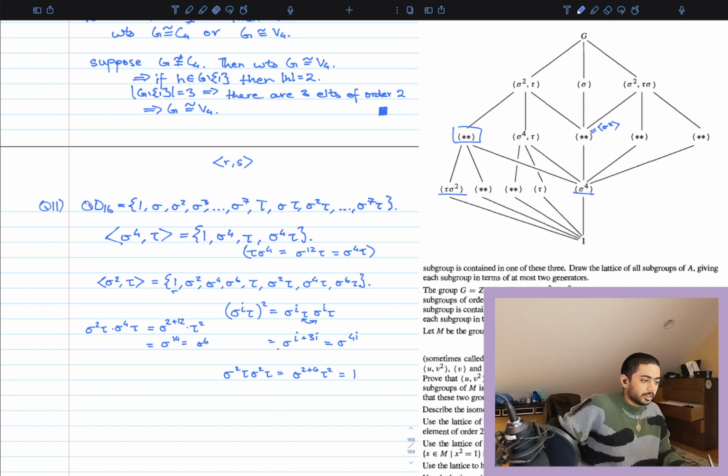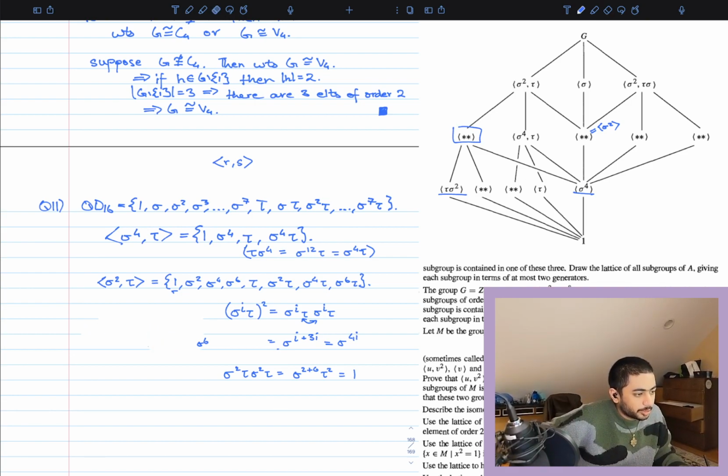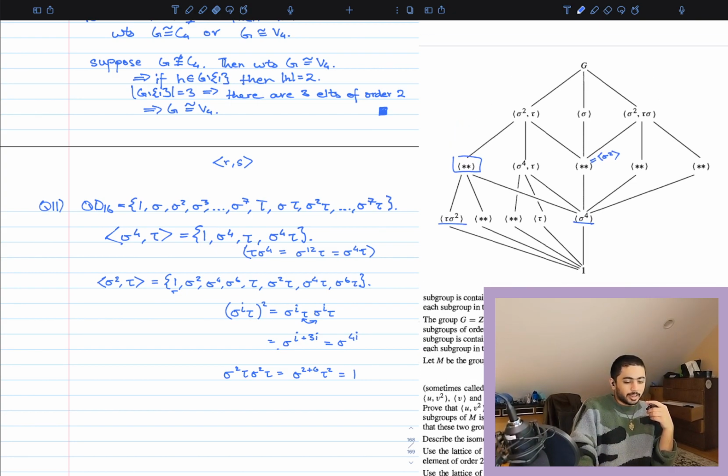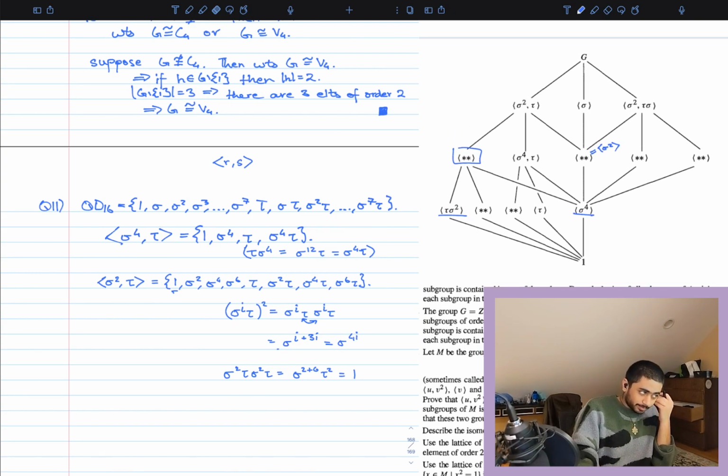Interesting. This is a weird group. I'm not feeling familiar with it. I feel like at this point the dihedral groups have become really familiar for me. But this quasi-dihedral group is kind of weird.